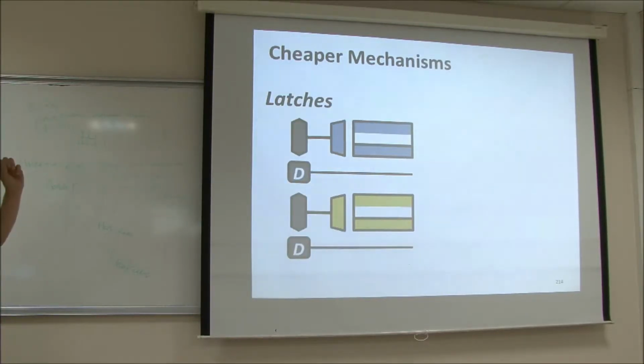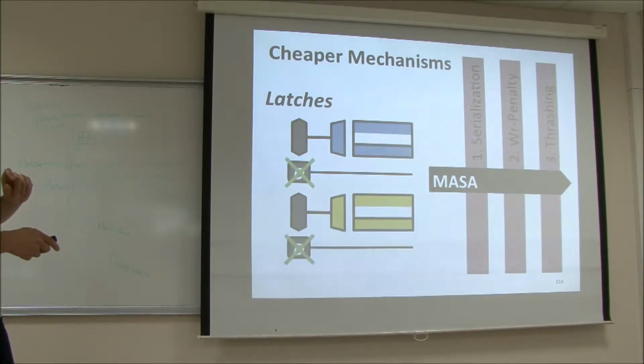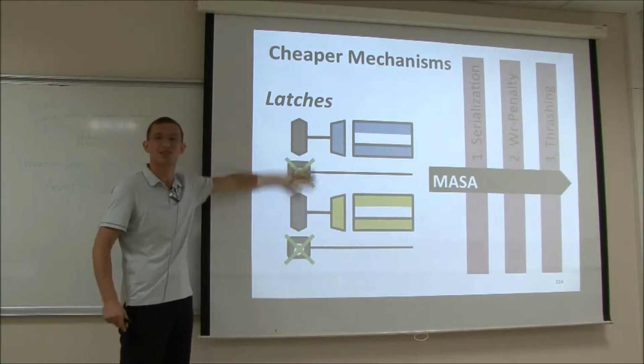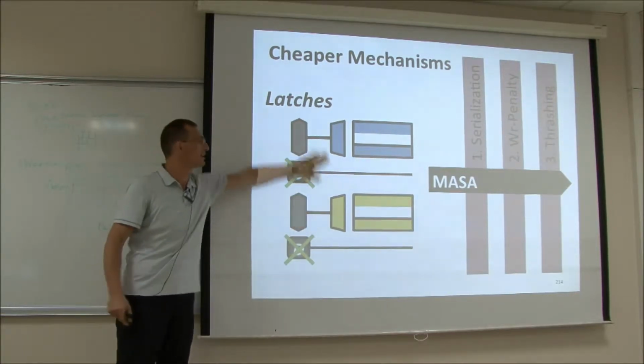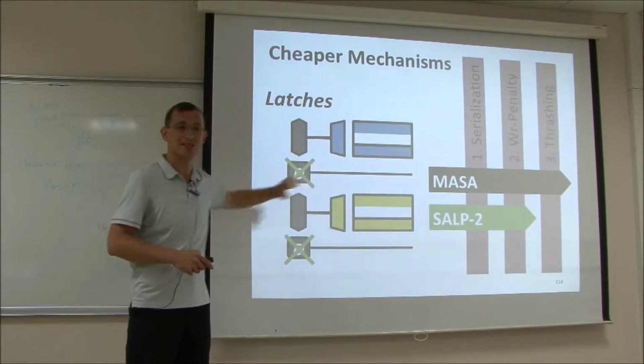So we actually have cheaper mechanisms. We can go even cheaper. What we did was we eliminated all of these issues. You can actually get rid of these designated bit latches and enable just some level of parallelism without keeping many local row buffers activated. Then you get something like SALP2 that's described in the paper.